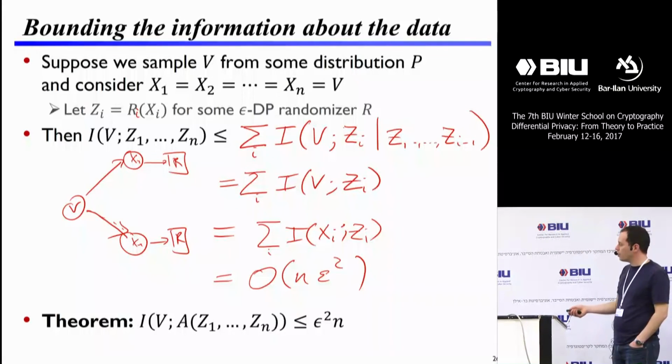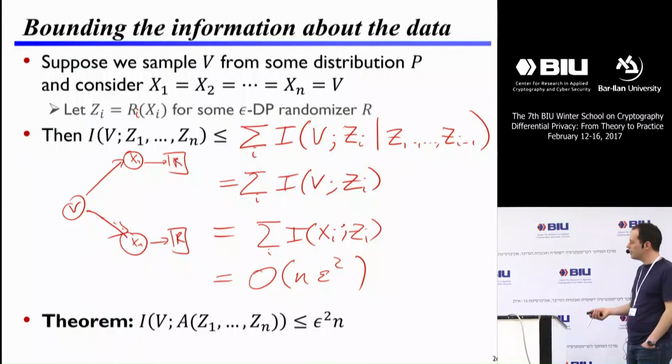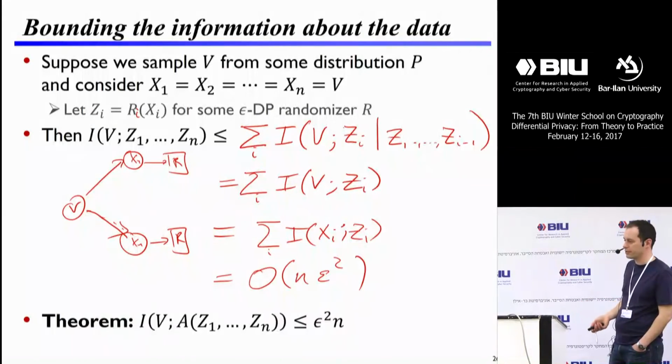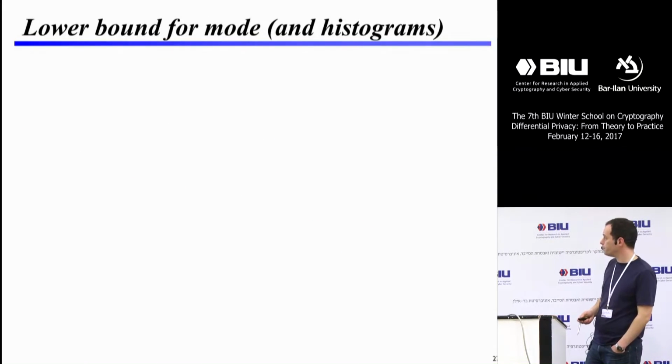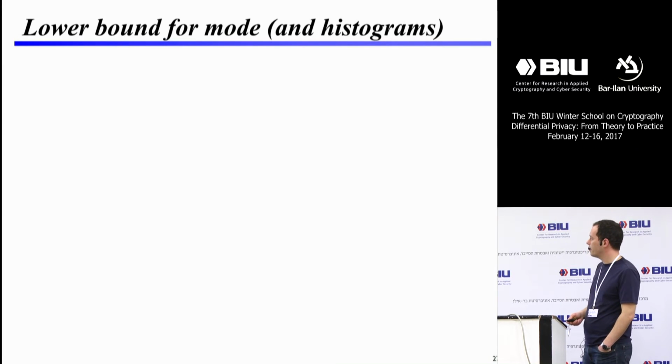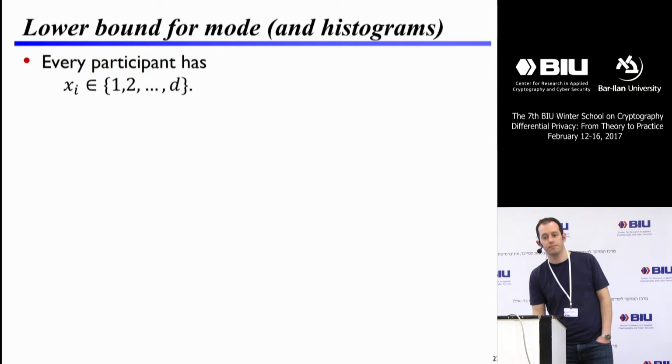Okay. And so what this all means is that the number of bits of information about the input leaked by the output is at most epsilon squared times n. If you chose the input distribution differently, this analysis wouldn't necessarily work, but for this particular type of input distribution, it works. So now we can ask, how can we use this? Well, let's use it to show that our histograms are as good as they could be.